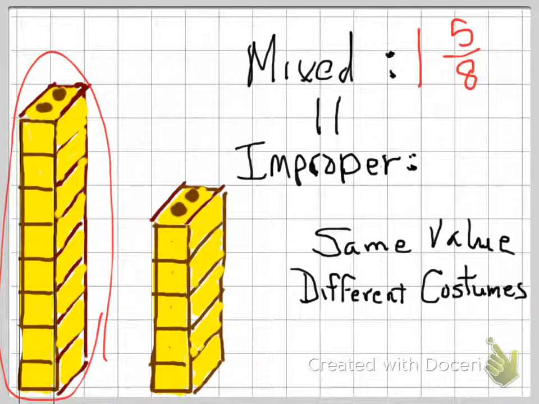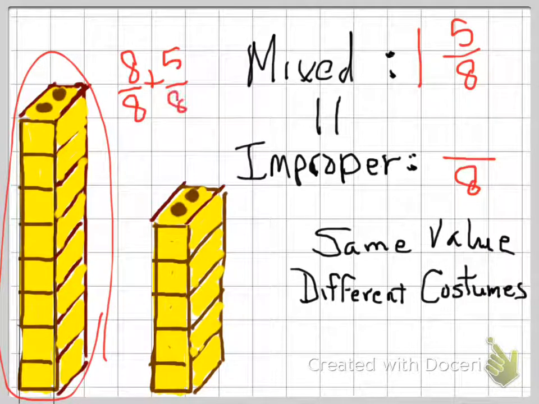So, that's one costume. Now we change to the improper fraction costume. Remember, one whole object had 8 pieces, so 8 pieces still go in the denominator. And then we simply add the whole, 8 out of the 8, plus the partial, 5 out of the 8. So we're still talking about pieces of 8, so the denominator stays in the answer.